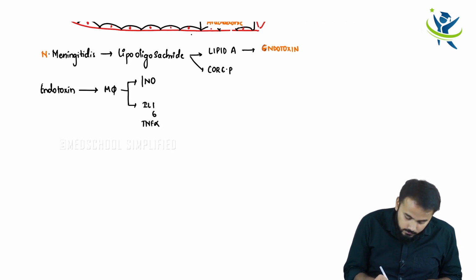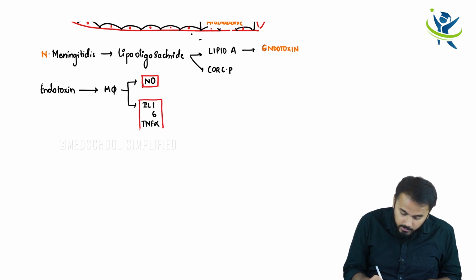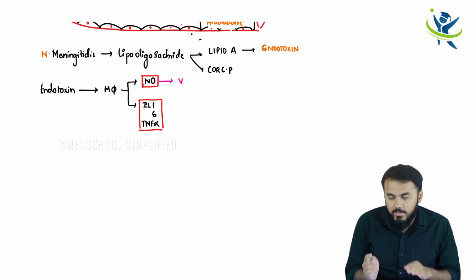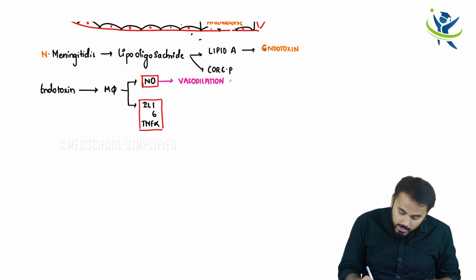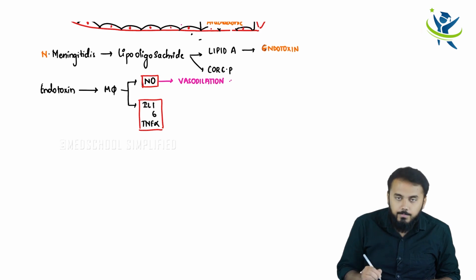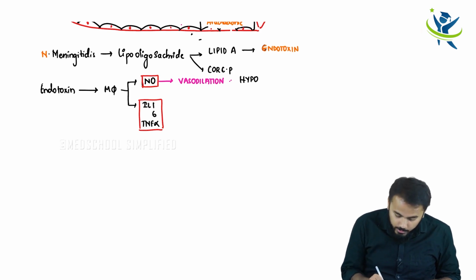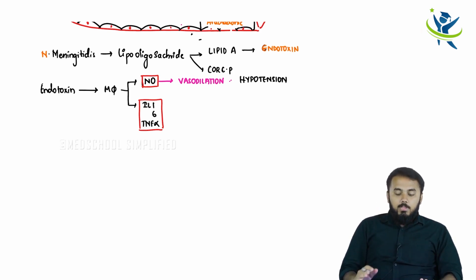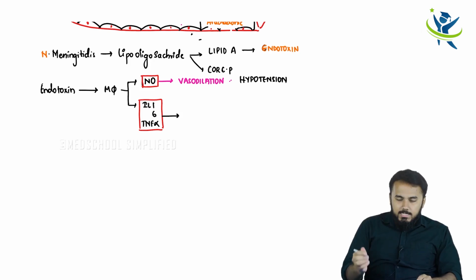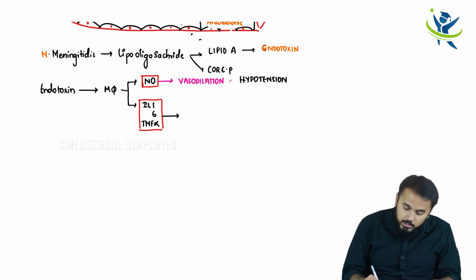What is this interleukin 1, 6 and TNF alpha going to do, guys? Tell me. This nitric oxide, first of all, will cause vasodilation. Whenever the vessel dilates, the blood pressure inside the vessel will fall down, and that is called hypotension. Second important thing is that it will even activate interleukin 1, interleukin 6 and TNF alpha. All these three are causing an increase in the level of prostaglandins.